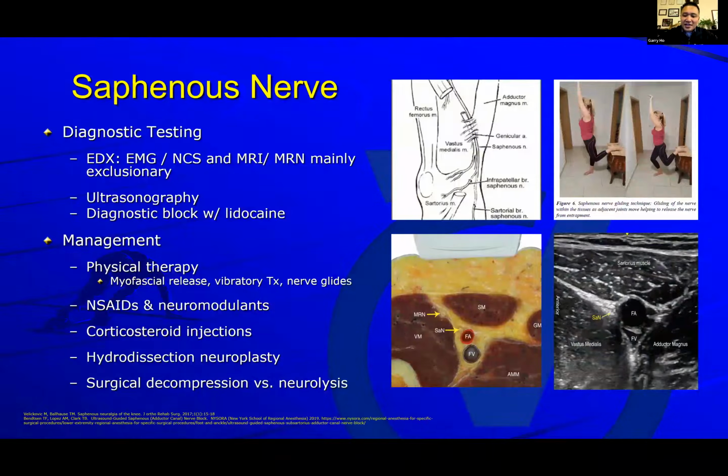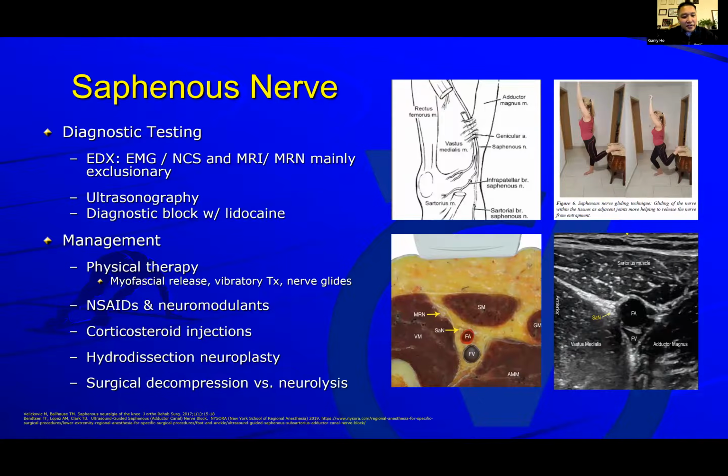Most of the diagnostic testing is exclusionary. Ultrasound can be helpful, but usually it's difficult to see the nerve as swollen. Sometimes we'll see it as swollen. You can see pathologic changes, but often I make good use of ultrasound-guided Tinel's or provocative compression to help make the diagnosis, and then confirming it with a diagnostic block or injection.